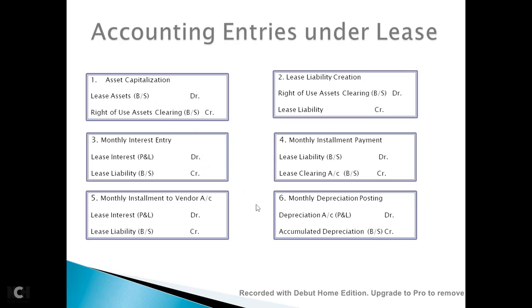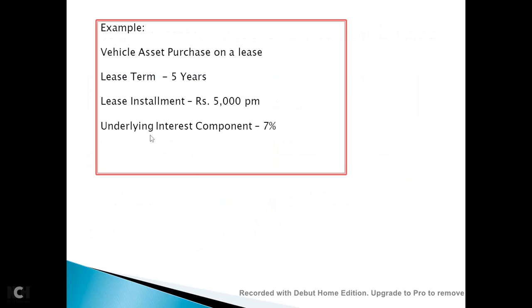Let me also show you the transactions in SAP in this slide. Okay, let's see the example first. So I have this example. You are going to buy a vehicle on a lease. Lease term is 5 years, and you are paying a lease installment of 5,000 rupees per month, and your underlying interest component is 7%.